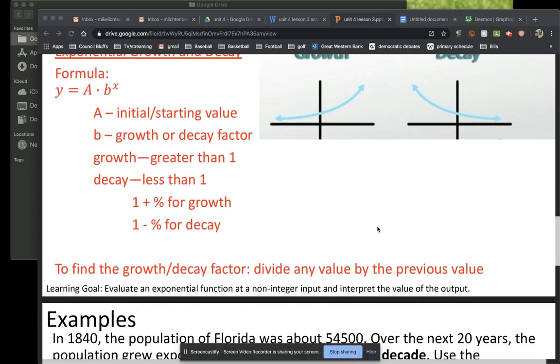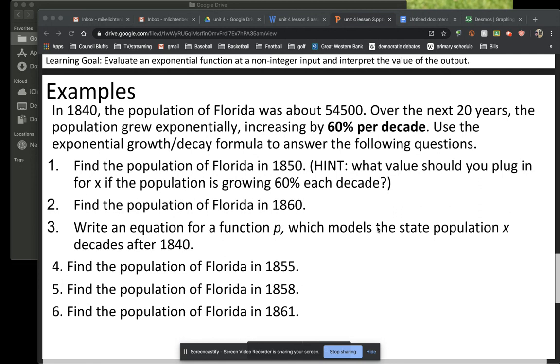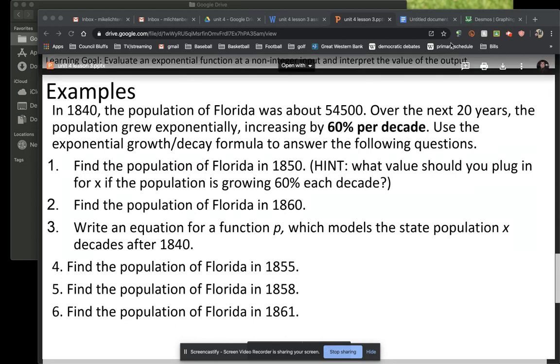All right, since there's no lesson notes, let's look at the examples. In 1840, the population of Florida was about 54,500. Over the next 20 years, the population grew exponentially, increasing by 60% per decade. Use the exponential growth / decay formula to answer the following questions. Number 1, find the population of Florida in 1850.